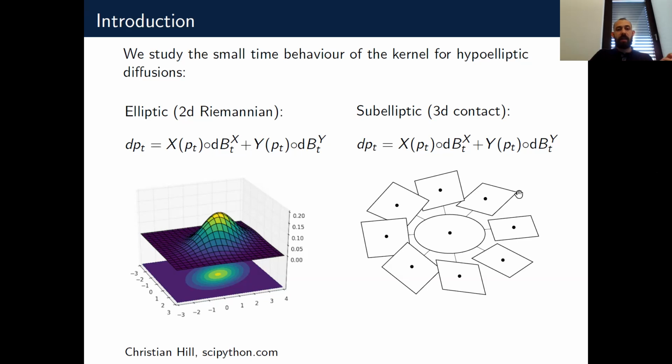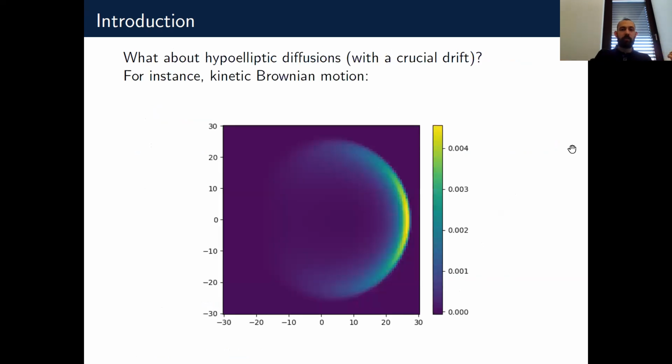So elliptic is I have noise in every direction. Subelliptic is I have enough noise to get me everywhere. And strictly hypoelliptic is I don't have enough noise to go everywhere, but if I add some drift, so I have Brownian kicks everywhere, but also a drift, and the drift helps me to get everywhere because without the drift, I wouldn't be able to.